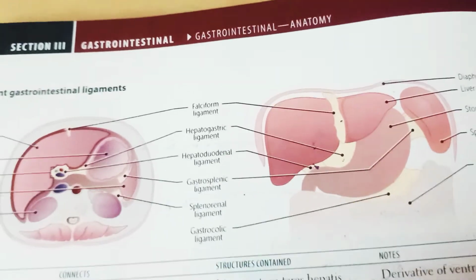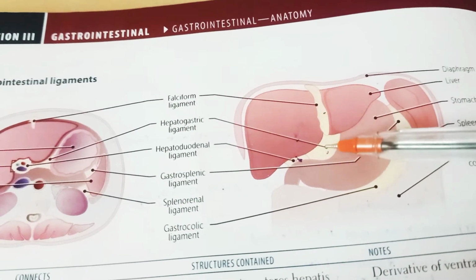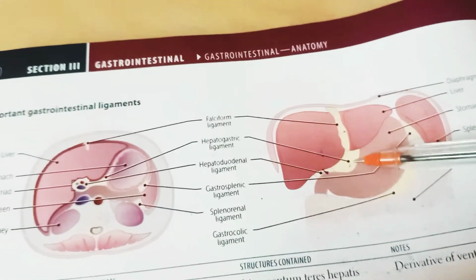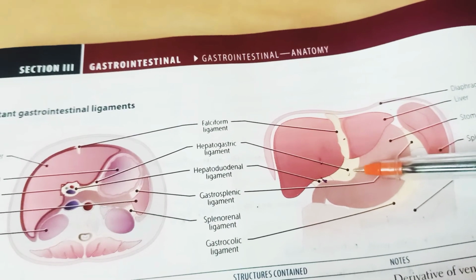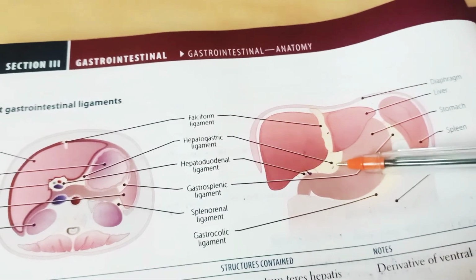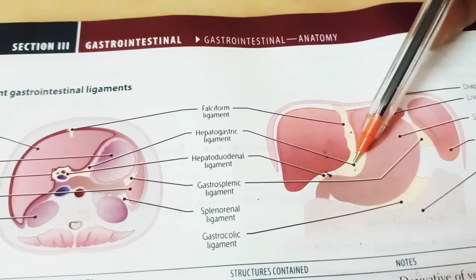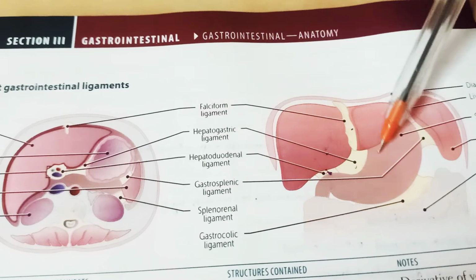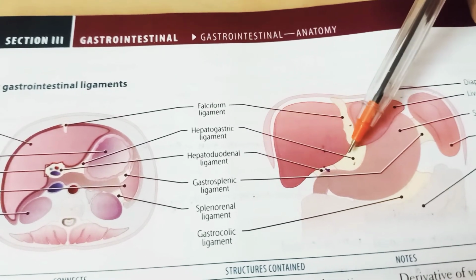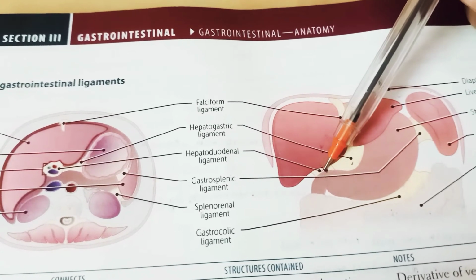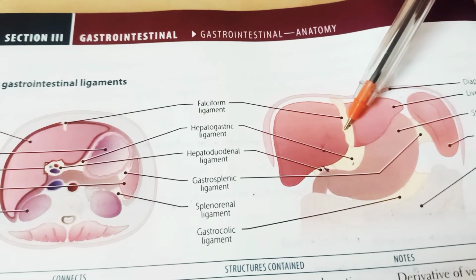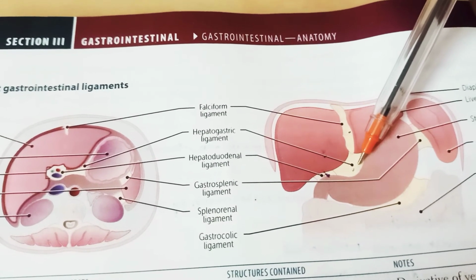So the next ligament is the hepatogastric ligament. This one, the hepatogastric ligament, connects the liver to the lesser curvature of the stomach. It contains the gastric vessels, and this is also a derivative of ventral mesentery. So all these are derivatives of ventral mesentery: the hepatogastric ligament, hepatoduodenal ligament, and falciform ligament.